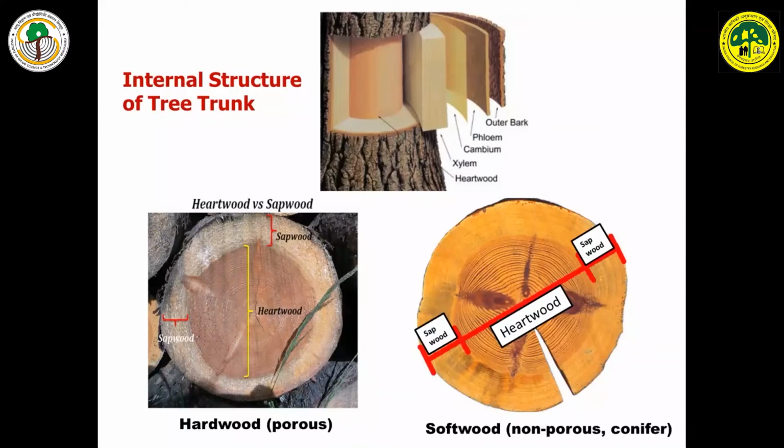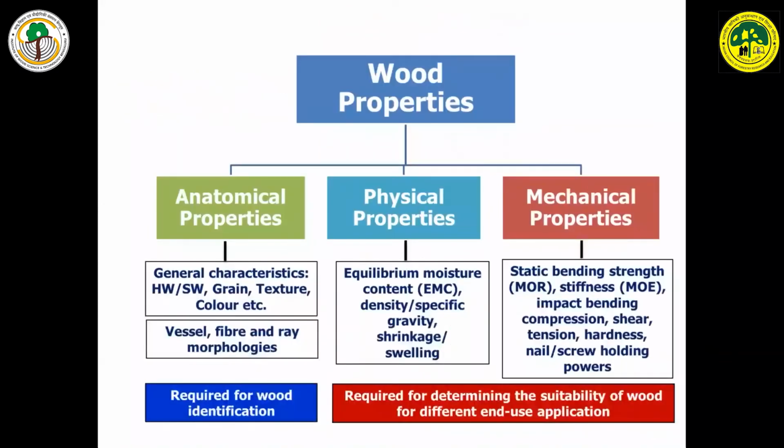You see, all woods cannot be used for all different applications. Certain woods are much more suitable for certain applications. So, based on the properties, we have to classify which wood is most useful for what purpose. So, what are these wood properties?